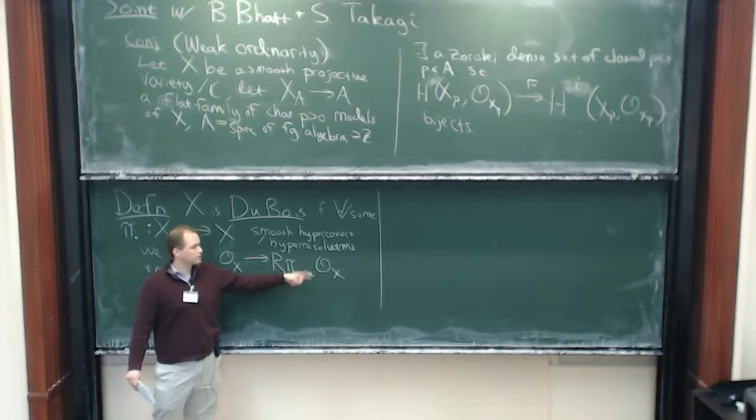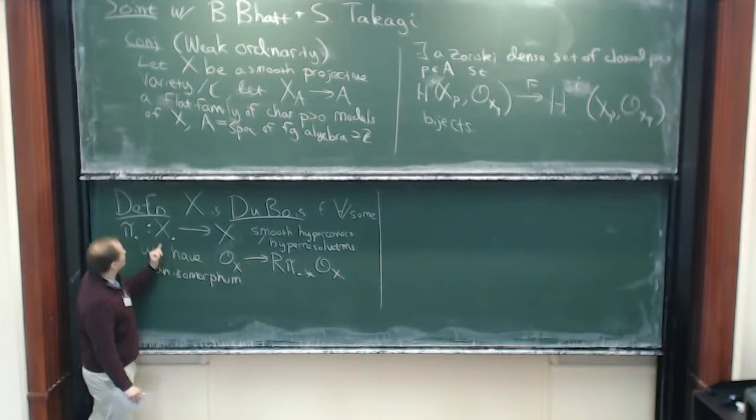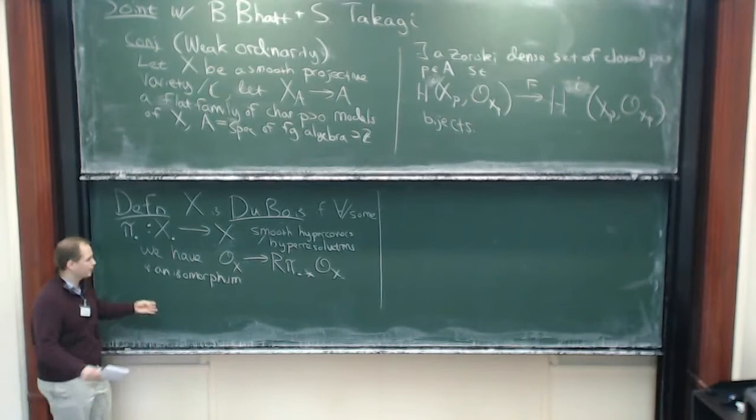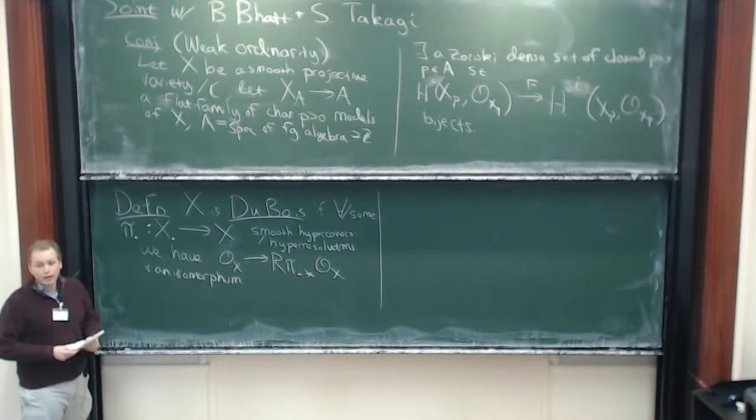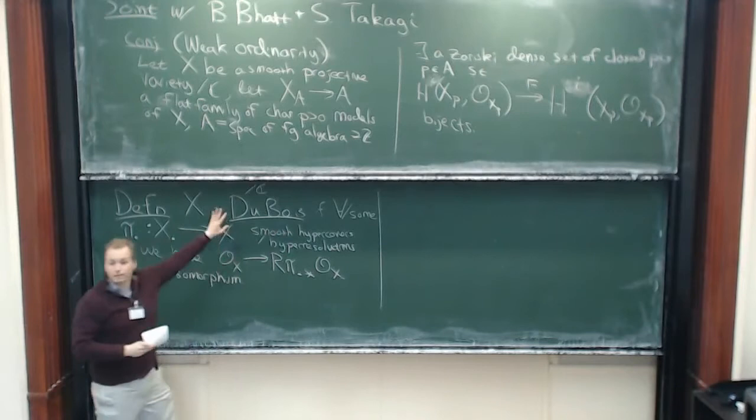this is some complex in the bounded derived category with coherent cohomology. And I don't know, one way to think of it is you push down all the schemes here and you limit them, or inverse limit them together in some appropriate derived way, say. Yeah, I'll give you another definition in just a second. So by the way, this is all in characteristic zero, at least for now. We're going to start in characteristic zero.